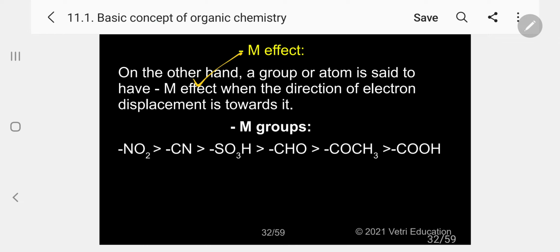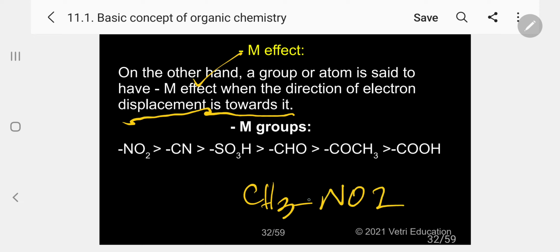A group or atom is said to have -M effect when the direction of electron displacement is towards it, so electrons are coming towards the group. For example, suppose I have nitromethane. So what will happen now? This bond's electrons move towards NO2. Kindly follow. In the same way cyanide, SO3H, CHO.